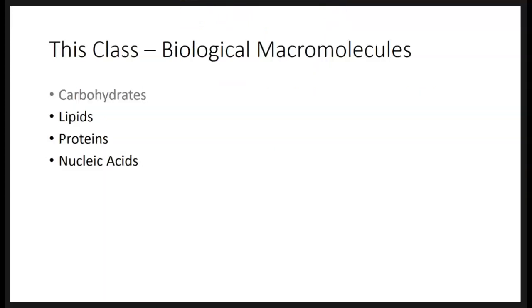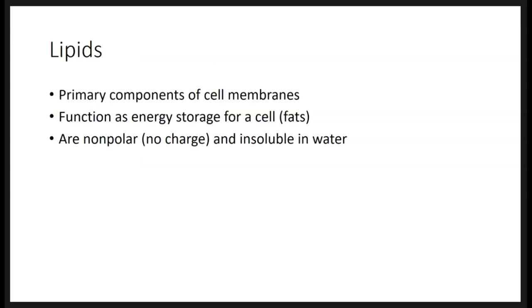So the next of the four biological macromolecules that we'll talk about are lipids. The primary important role for lipids is that they are the primary components of cell membranes. They also have a number of additional important cellular functions, including functioning as an energy store, so we use fats as energy. They also form signaling molecules like steroids.